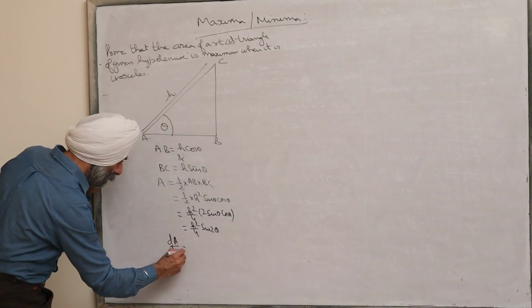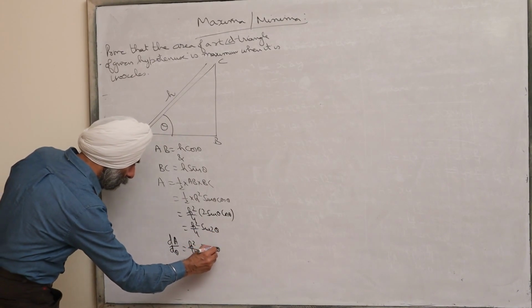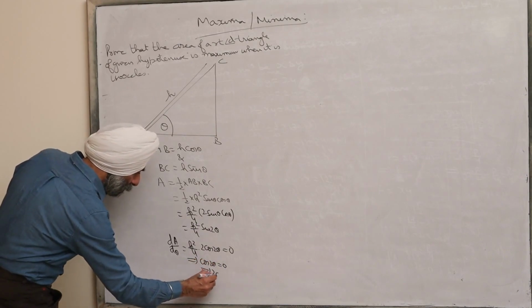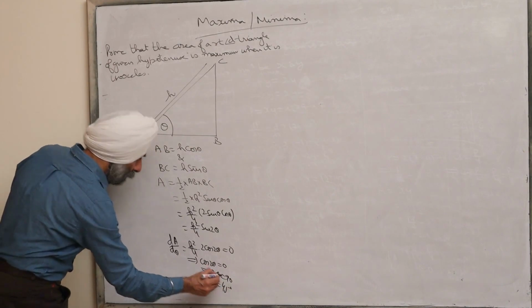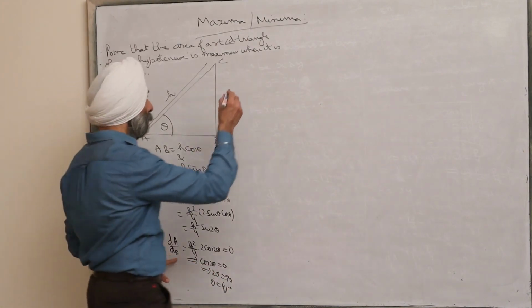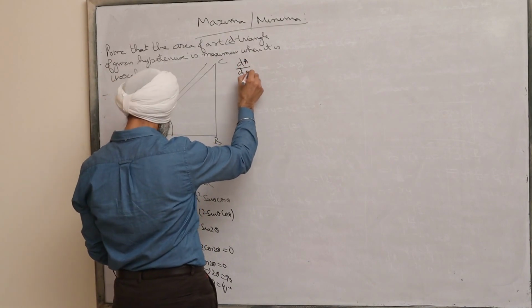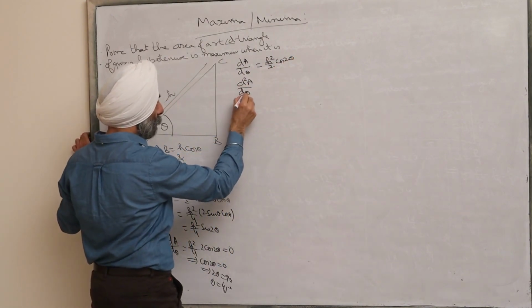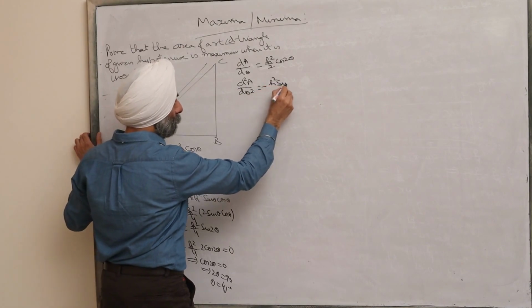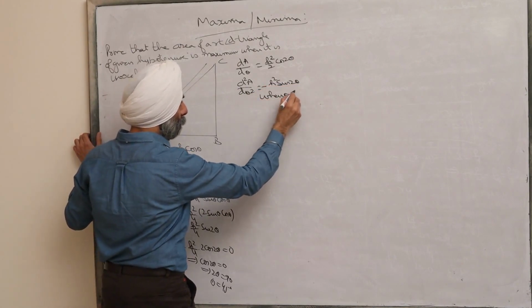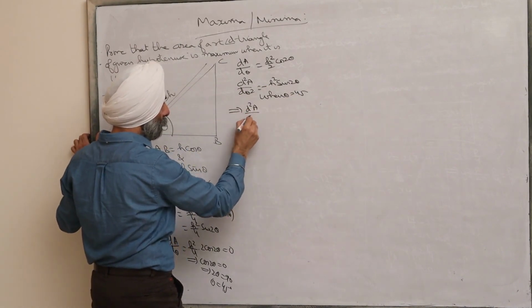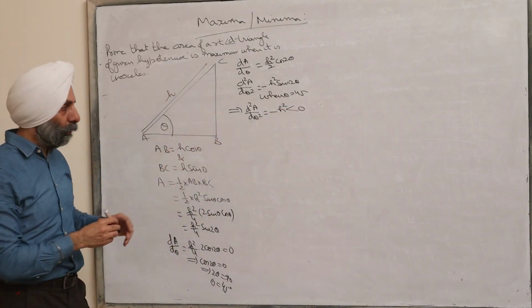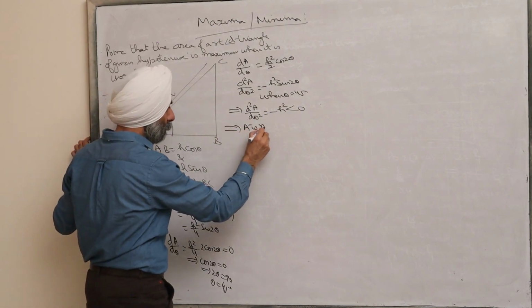So dA over d theta is equal to H square over 4 into 2 cos 2 theta. When you equate it equal to 0, implies cos 2 theta is 0, implies 2 theta is 90, implies theta is 45 degrees. Now you can see here dA over d theta is H square by 2 cos 2 theta. d2A over d theta square is minus H square sin 2 theta. When theta is equal to 45 degrees, d2A over d theta square is minus H square, which is negative, implies area is maximum.